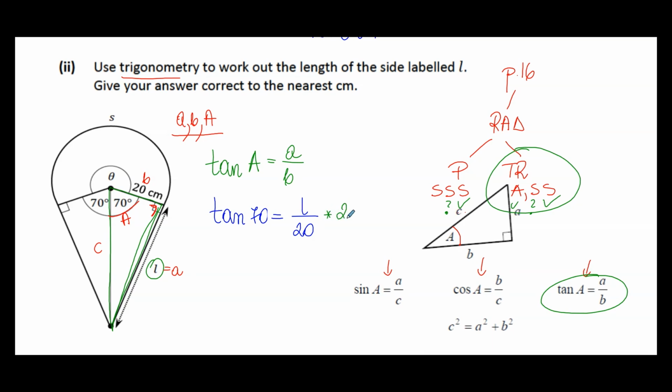How do we get rid of the bottom of the fraction, the denominator? Always the same, by multiplying. If we multiply one side of the equation, we have to multiply the other side of the equation, because 20 divided by 20 is 1, and 1 multiplied by L is L. Therefore, 20 multiplied by tan of 70 will give me the length of L. We put that in the calculator, and to the nearest centimeter, we get 55 centimeters. That is the length of L.